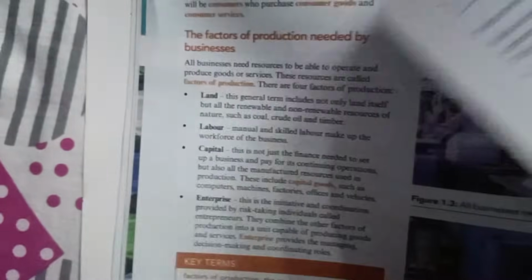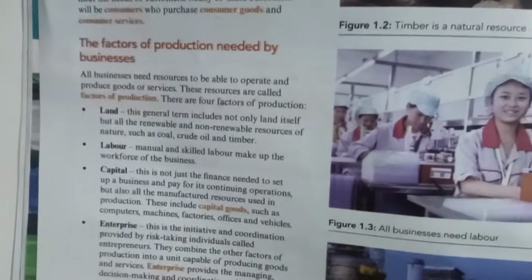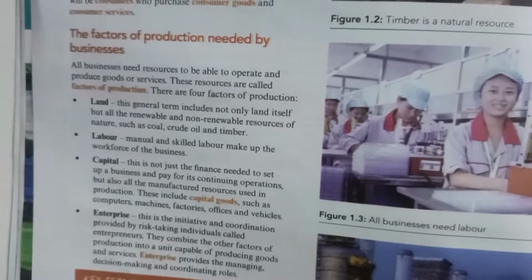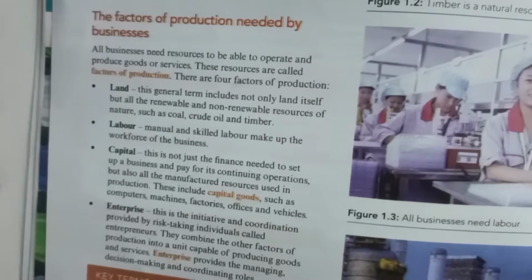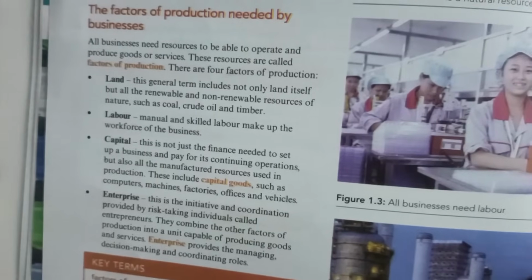Okay, so now let's move to the factors of production needed by businesses. All businesses need resources to be able to operate and produce goods or services. These resources are called factors of production. There are 4 factors of production: land, labor, capital, and enterprise.